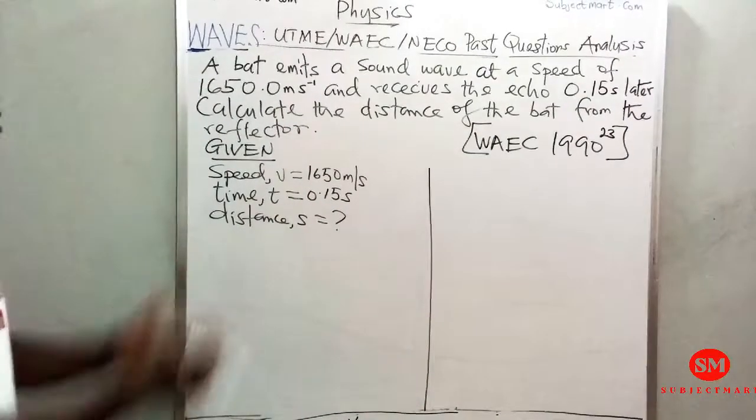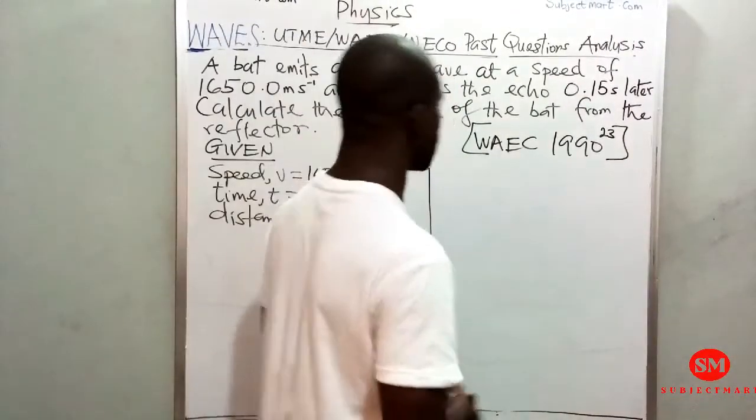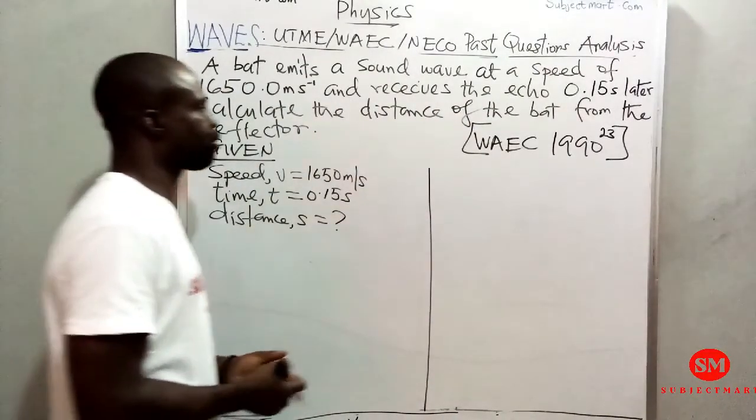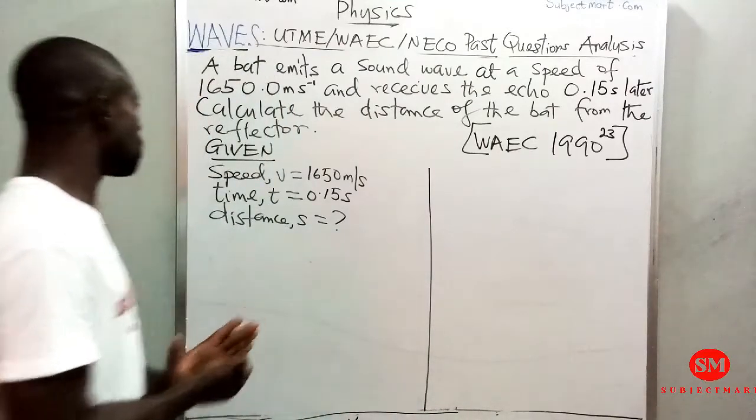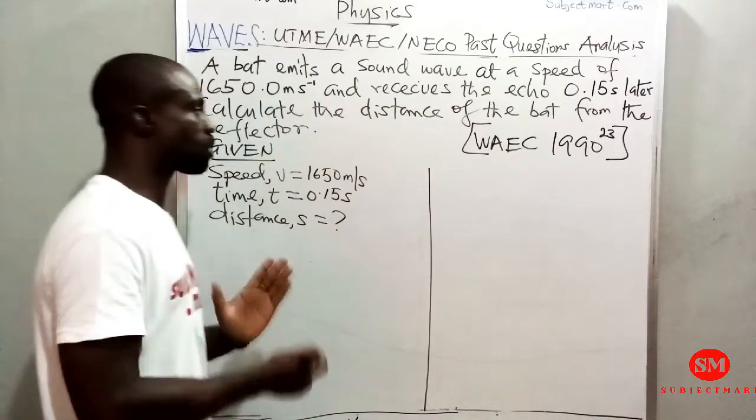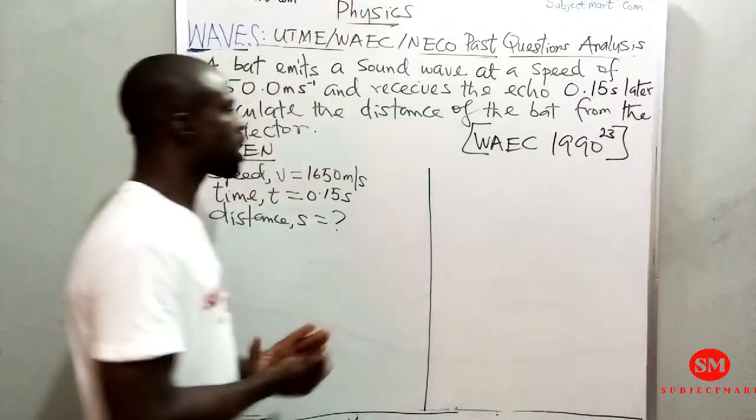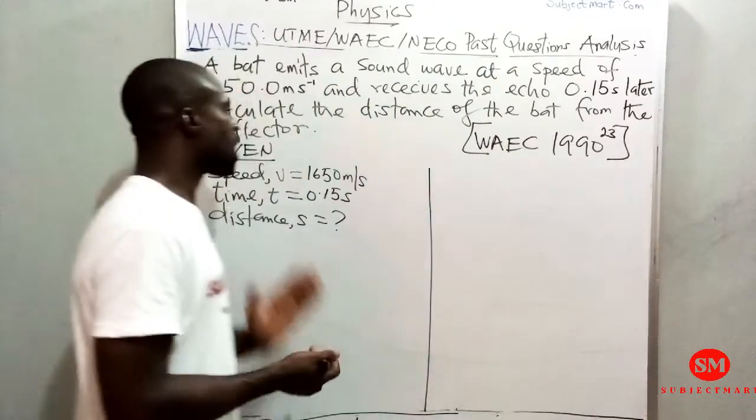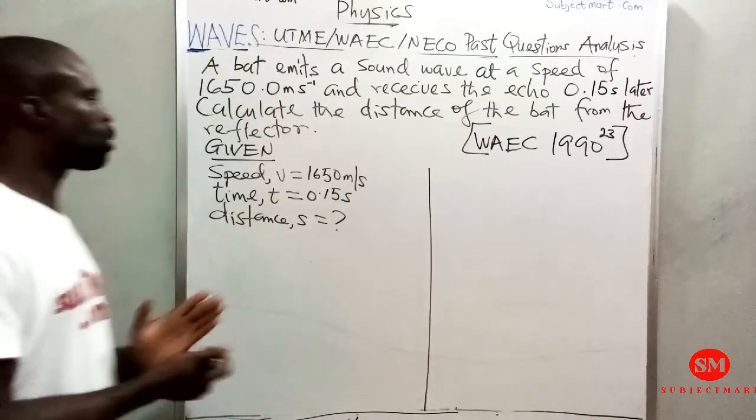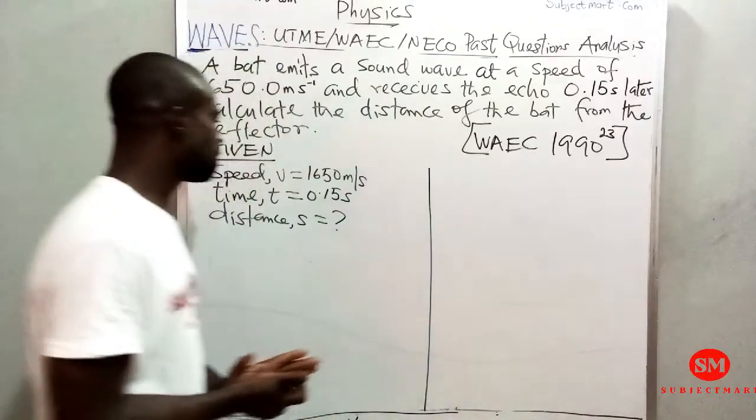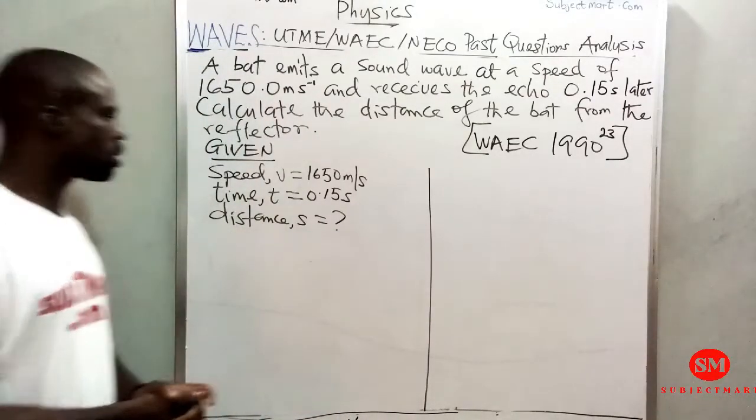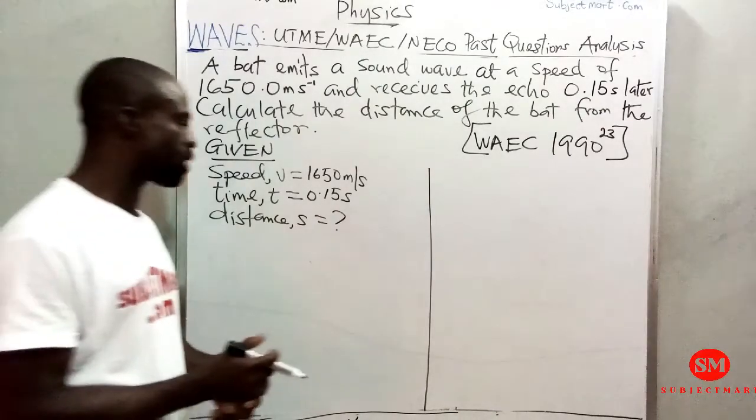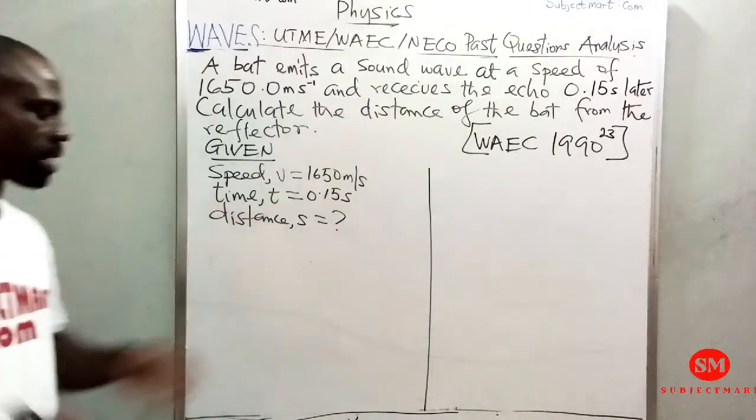Question. This one is from WAEC 1990, number 23. A bat emits a sound wave at a speed of 1,650.0 meters per second and receives the echo 0.15 seconds later. Calculate the distance of the bat from the reflector. Now we are given the speed as 1,650 meters per second, and the time is 0.15 seconds. We have to find the distance between the bat and the reflector.